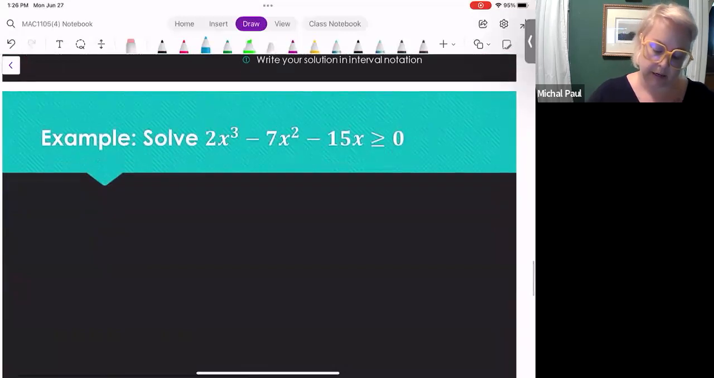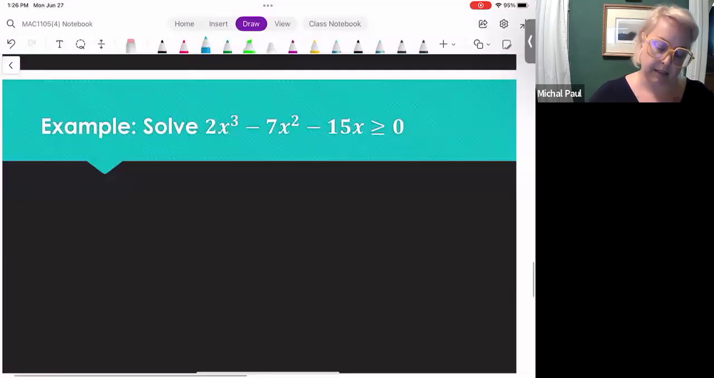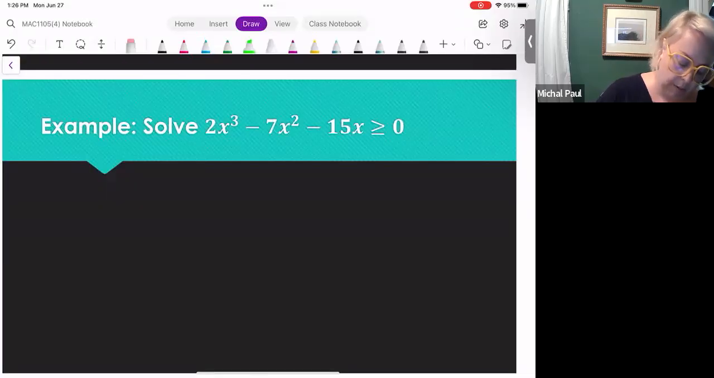We're going to start with this one here: 2x cubed minus 7x squared minus 15x greater than or equal to 0. This is already in standard form.